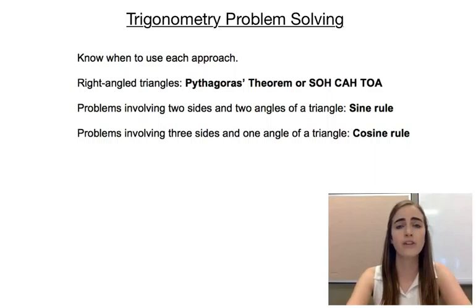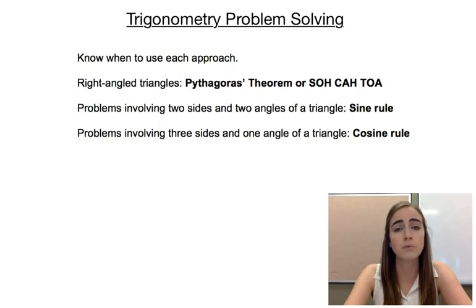In this video, I want to have a look at problem solving with trigonometry. So we've learned over the last topic a lot of different rules: the sine rule, cosine rule, area of a triangle, and we've learnt the basic right angle trig of SOHCAHTOA. So it's important that you know when to use each approach. If we have a right angle triangle, you're most likely going to be using either Pythagoras' theorem or sine, cos, or tan, so SOHCAHTOA.